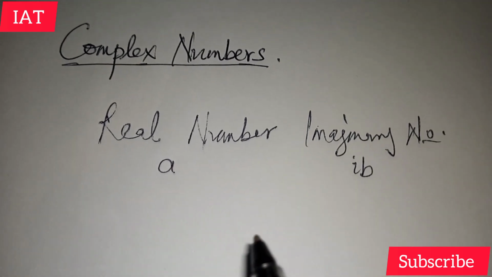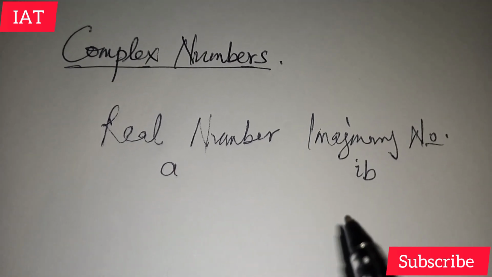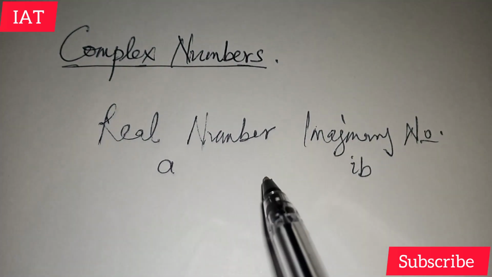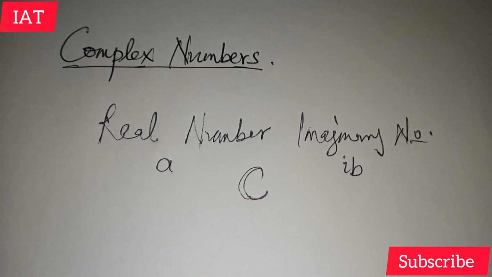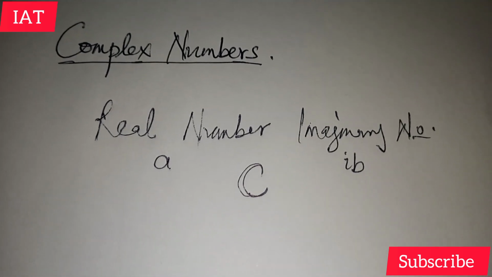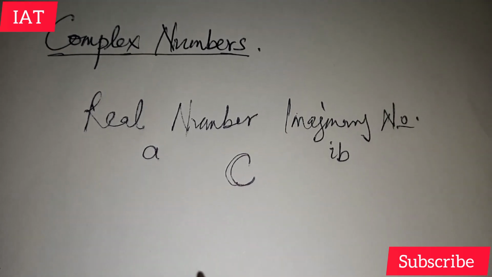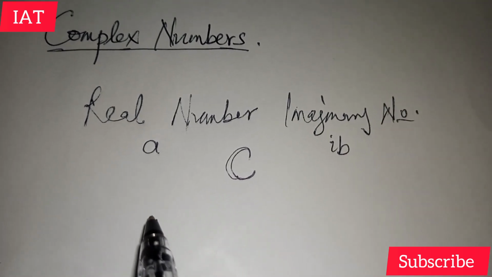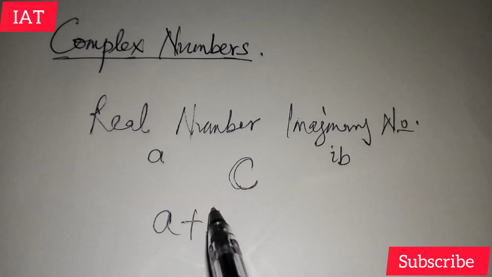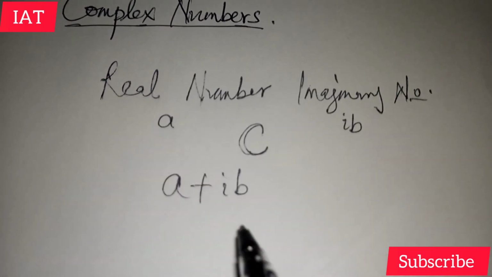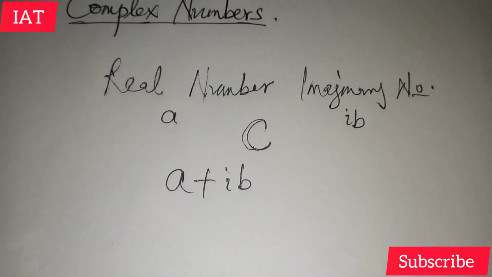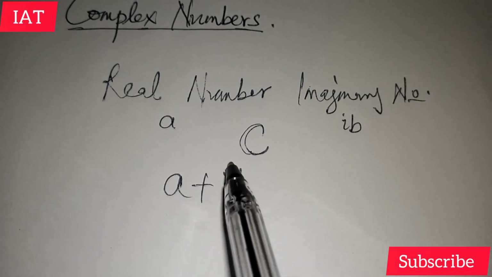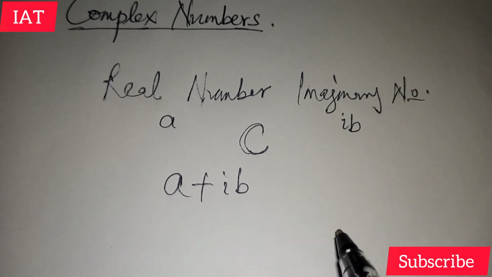So that is just the basics of complex numbers. We say that it's represented with a symbol or letter C. And this complex number is always represented in this form. If you have A plus IB, this A is what we call the real number, or you can call it the real part. Then this whole expression is what we call the imaginary part.